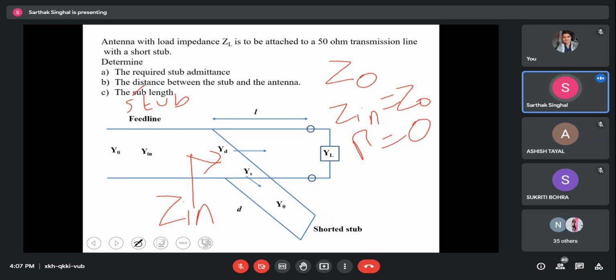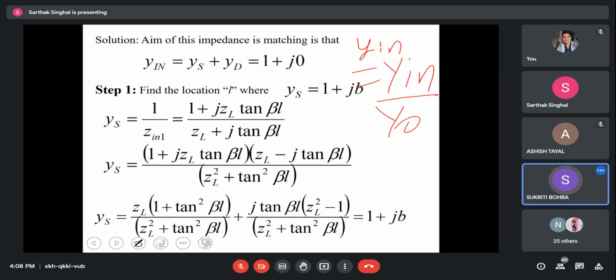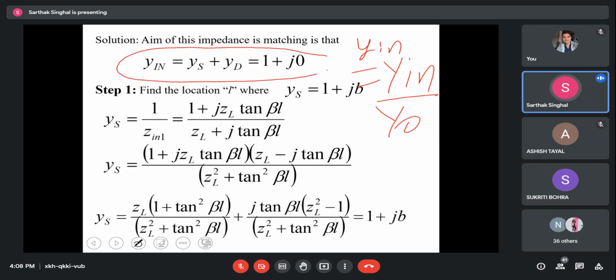So what will we do first? Our aim is that y in, that is, what are these y in and y s? This small y in is equal to capital Y in upon Y naught. Our aim is to achieve this value.